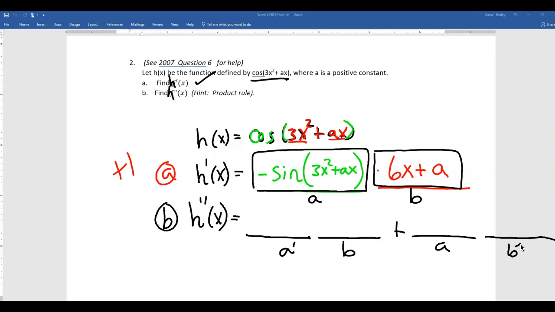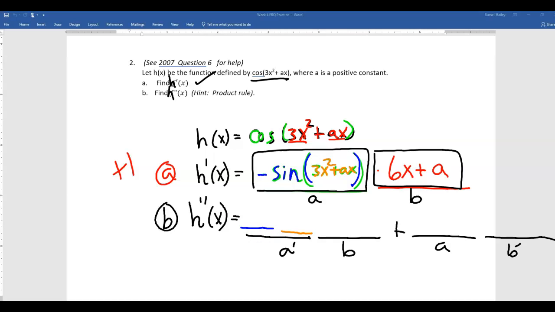So, let's begin. If I want to take the derivative of A, that's the green part there, the first thing I want to keep in mind is that's another chain rule. So I have negative sine as my outside function, and then 3x squared plus ax is my inside function. So if I want to find A prime, it's going to have two parts to it: the derivative of the outside times the derivative of the inside.